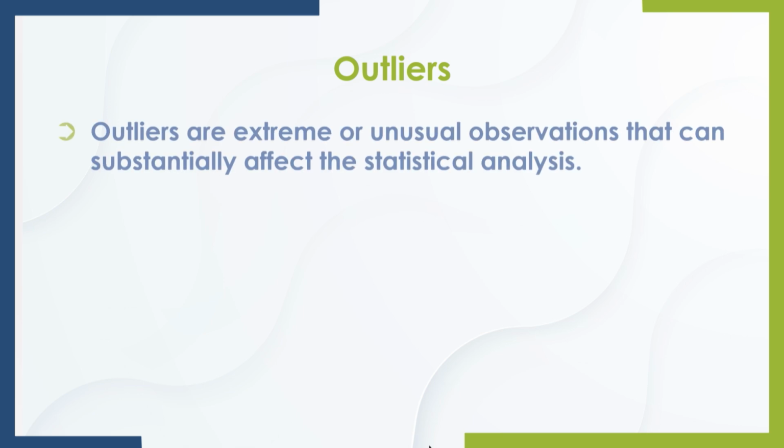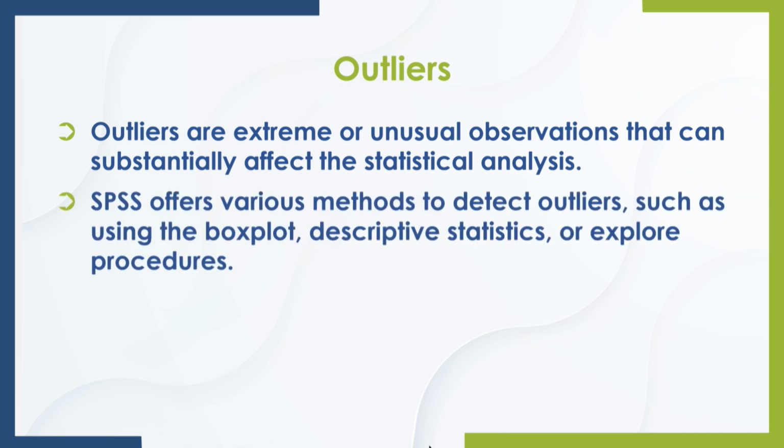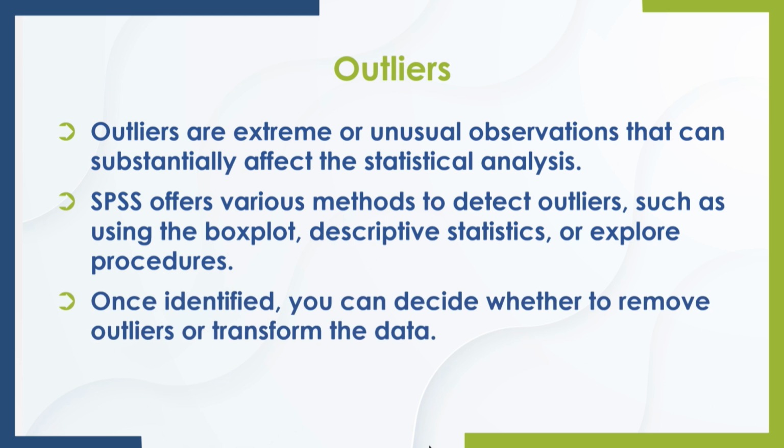Outliers. Outliers are extreme or unusual observations that can substantially affect the statistical analysis. SPSS offers various methods to detect outliers, such as using the box plot, descriptive statistics or explore procedures. Once outliers are identified, you can decide whether to remove the outliers or transform the data.